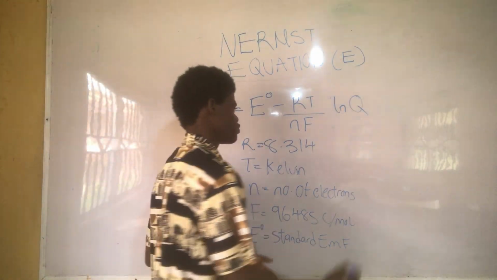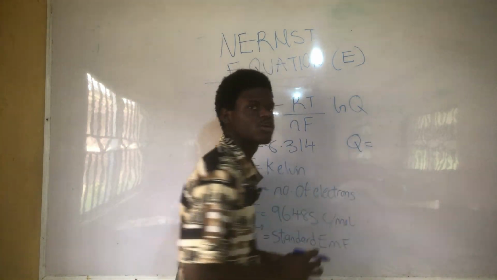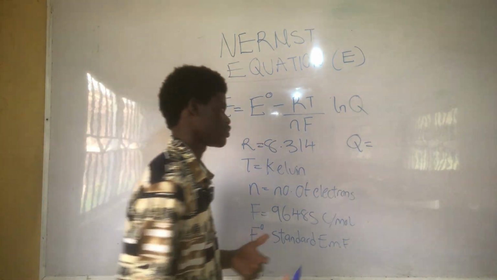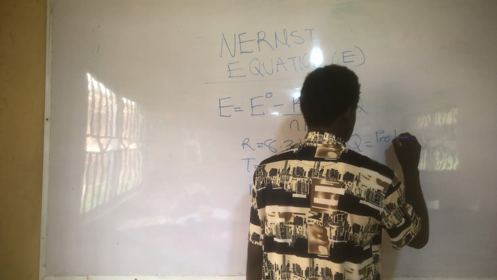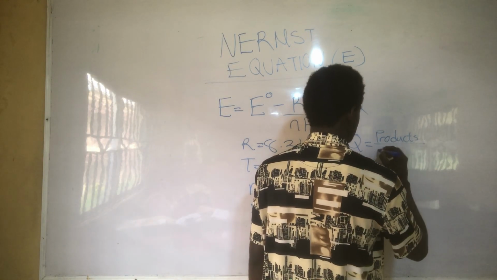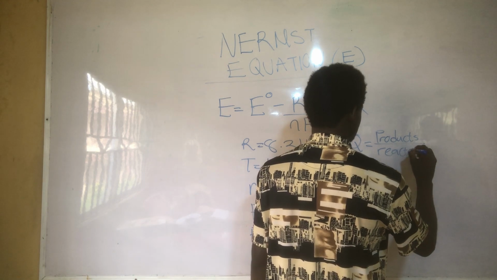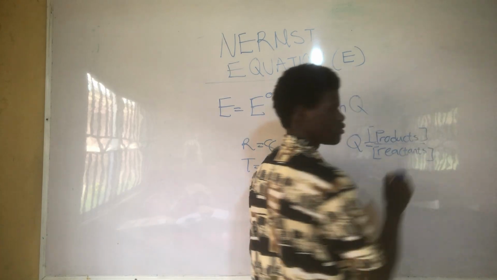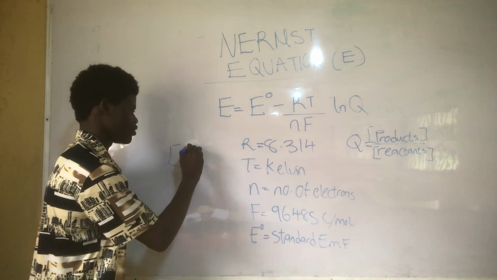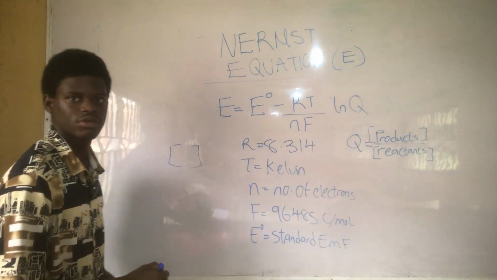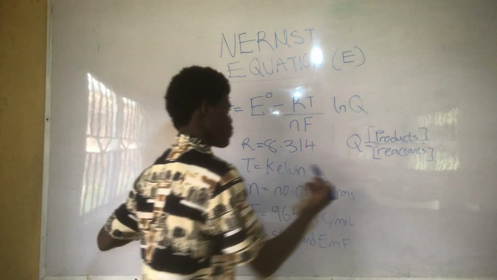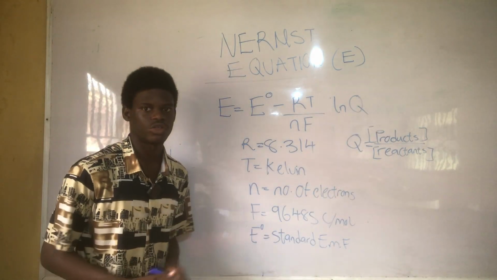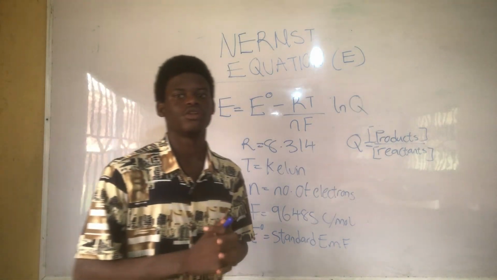But what's our Q? Q will be the concentration of products divided by the concentration of your reactants. You should know that in chemistry, the square brackets mean concentration. That's why I put the brackets up. So that's our Q: product over reactants. So let's solve one question on the Nernst equation and round up this video.